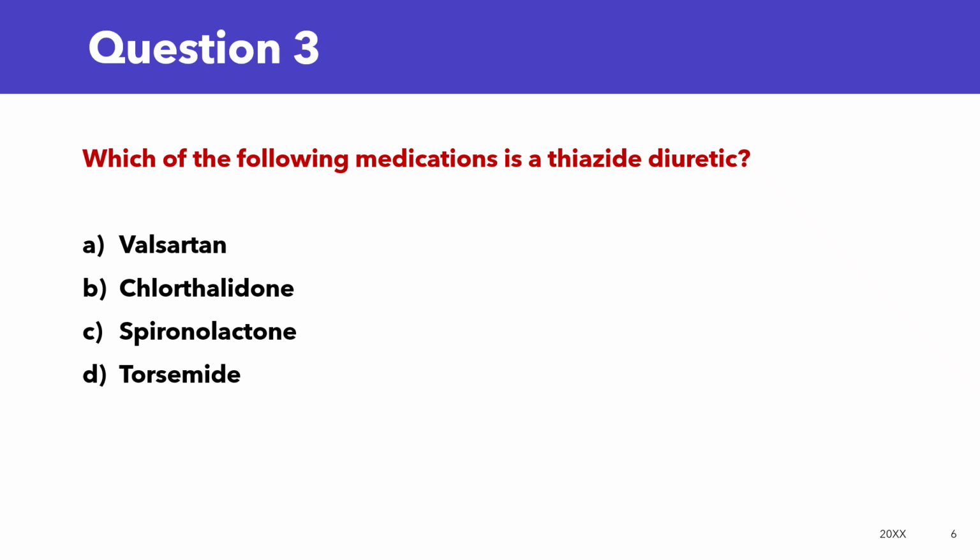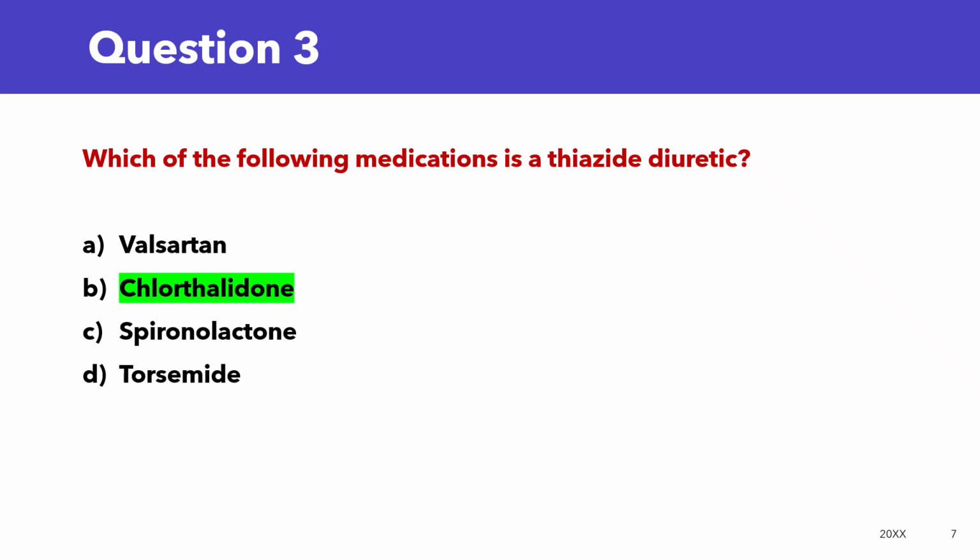Question 3. Which of the following medications is a thiazide diuretic? You know what to do. Write your answer in the comments and then we'll see if you're correct. The correct answer here is B, chlortalidone. So chlortalidone, also let's say hydrochlorothiazide and indapamide, are examples of thiazide diuretics.